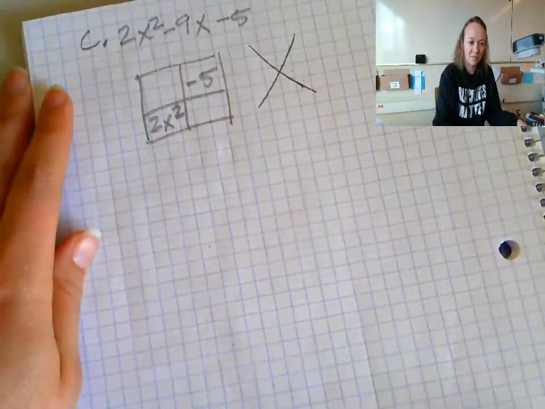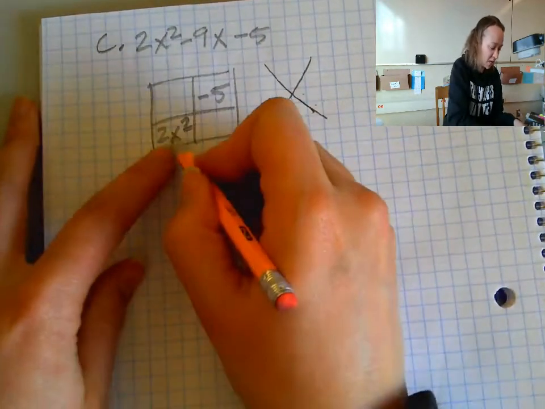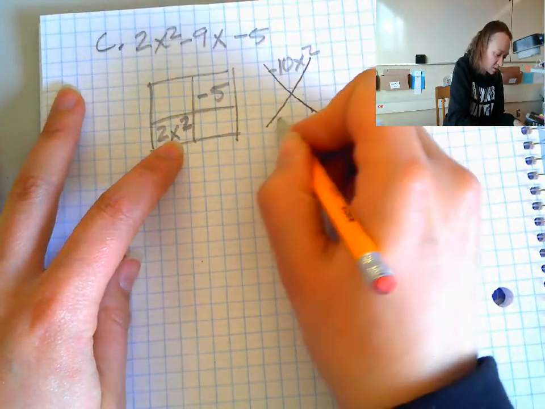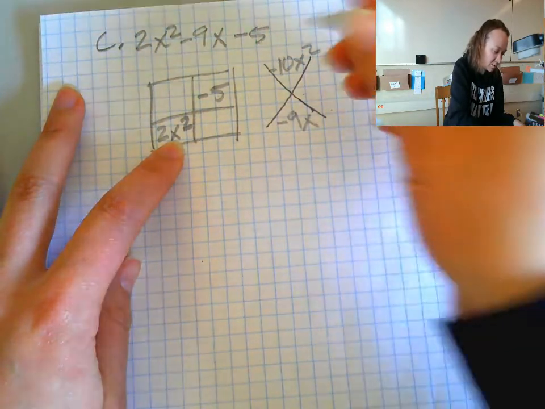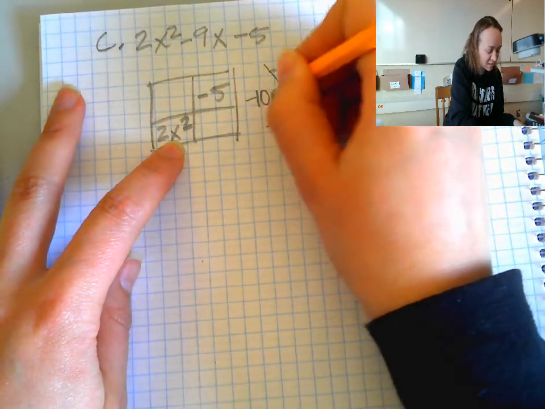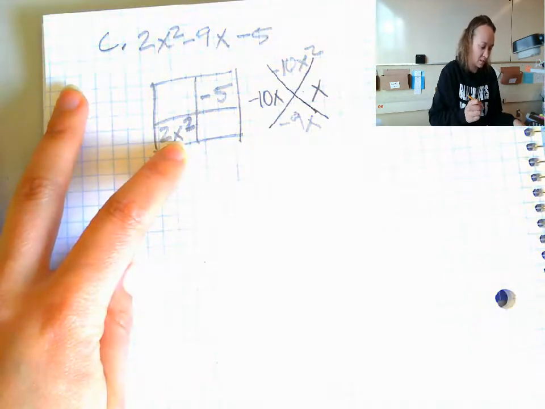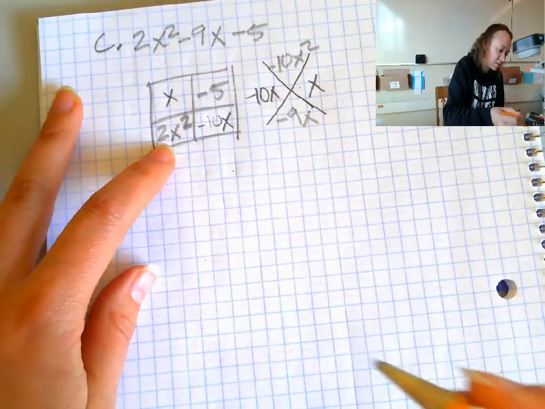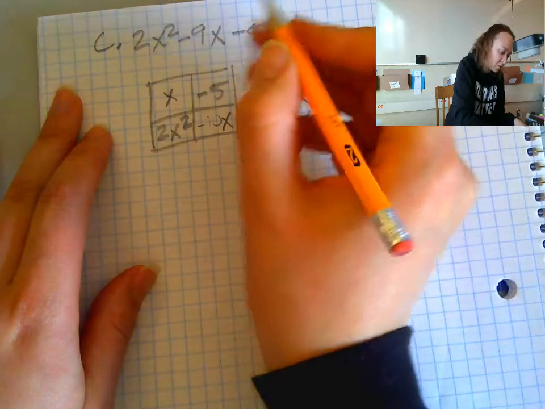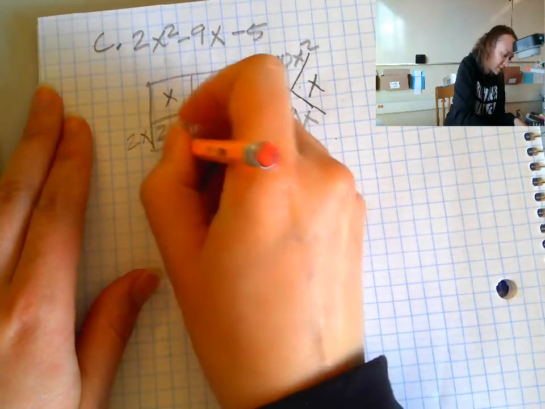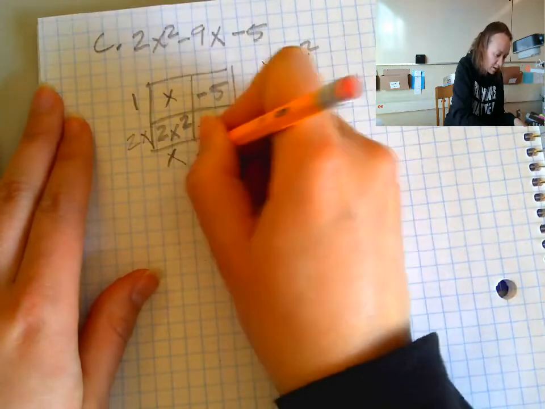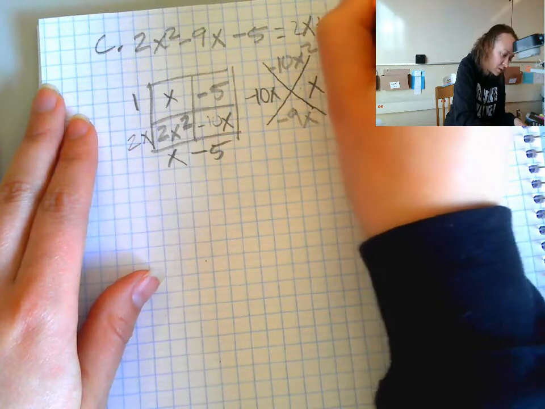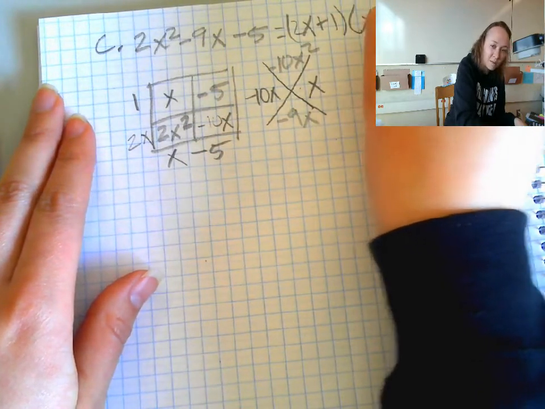Alright, for C, we have 2x squared minus 9x minus 5. I start with my A and my C and multiply to get negative 10x squared and negative 9x. So that would be negative 10x and a 1x. And so that would give me a 2x and an x. That would give me a 1 and a minus 5. 2x plus 1 times x minus 5.